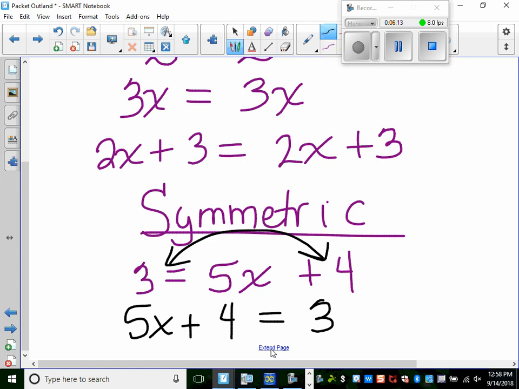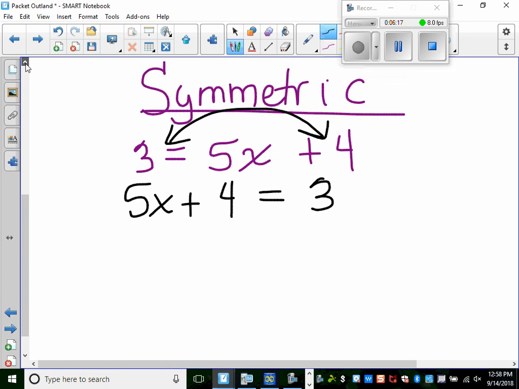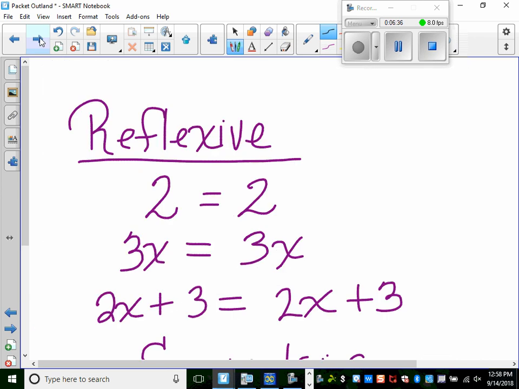You want to make sure you have an example of symmetric. And these aren't hard properties like the other ones that you learned, but you just have to memorize their names. They're not difficult, but they're new, so you'll just have to practice and know their names. All right, next property is called transitive. So let's do a transitive property.